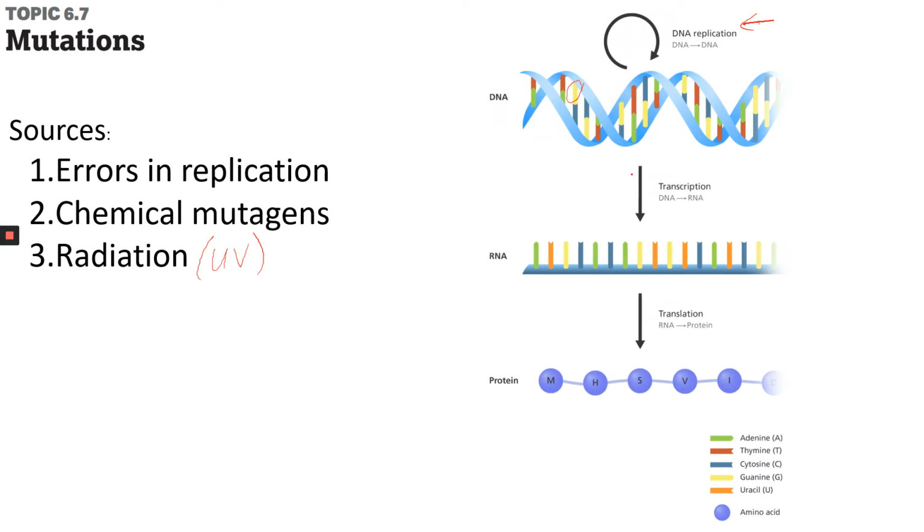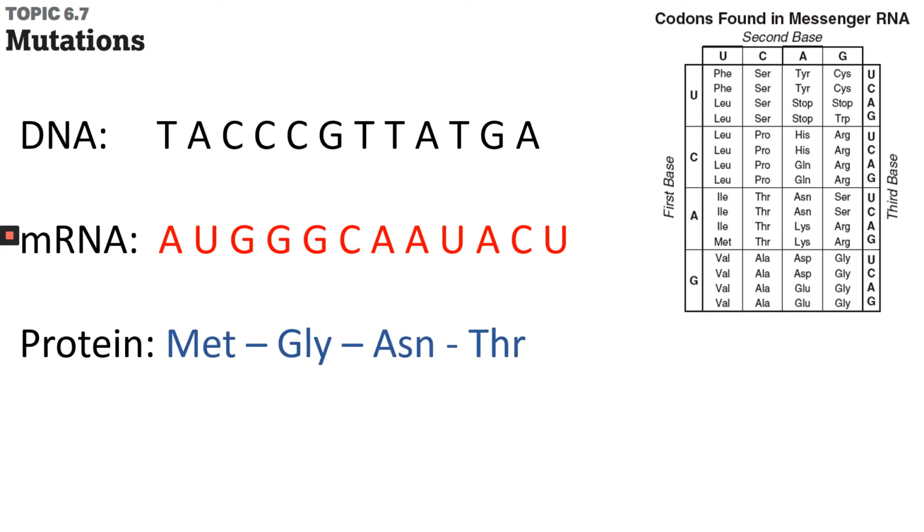And of course, mutations can alter this process, right? If we have something mutate up here, that's going to affect things down here, which could possibly affect things right here. So this is a disruption of this process of DNA to RNA to protein, or the central dogma. It can be a disruption. So let's take a look at some DNA and see some different ways that things can be disrupted.